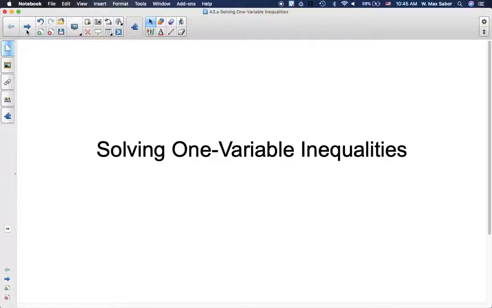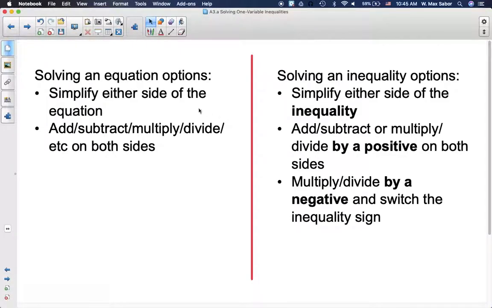Solving one variable inequalities. When we solve an equation, we simplify either side of the equation or add, subtract, multiply, divide on both sides. This is your review so far. This matches with what we're doing in solving an inequality, where we simplify either side of the inequality: combining like terms, distributing. If there's anything to simplify, we can simplify that.